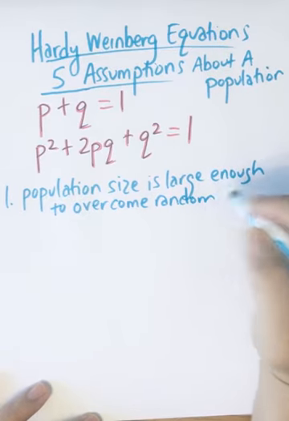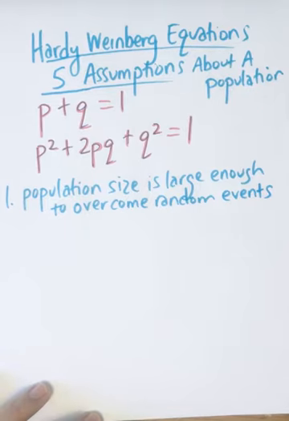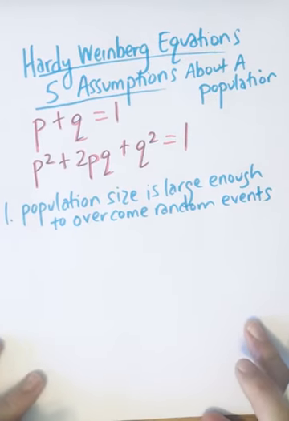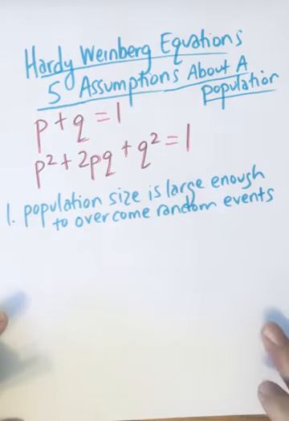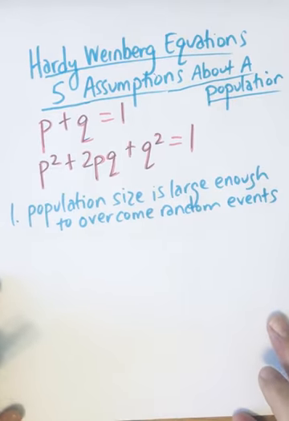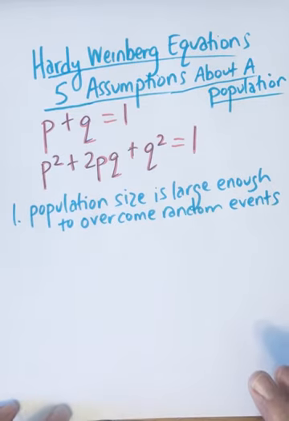If you have a small population, everyone's going to eventually start to look like each other. Think about if a population size was just you and your family and maybe 2 other families, and that's all you had to be in your population. Eventually you would all start to look alike. So the population has to be large enough so that you can overcome any random events.